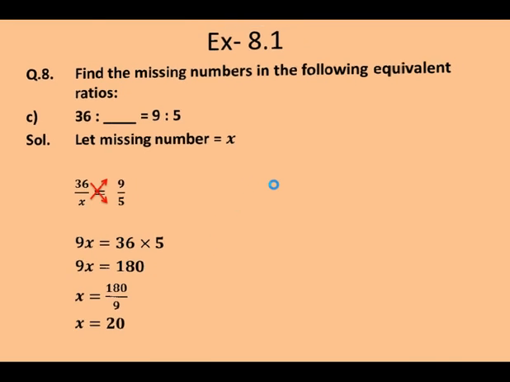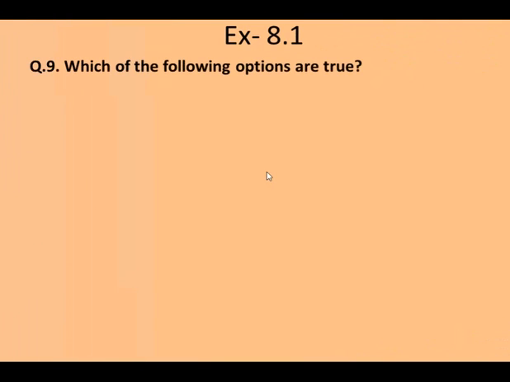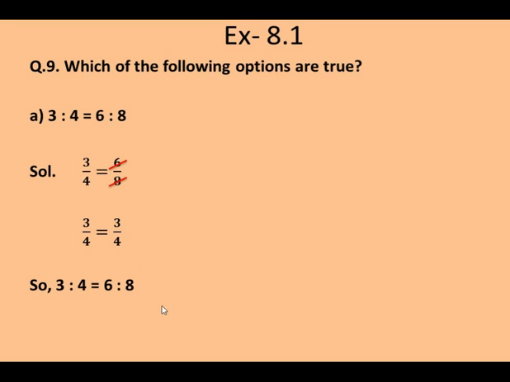Okay. Then what we are having, A part of question number 9. Which of the following options are true? So we have to compare the ratios if they are equal or not. So 3 upon 4 and 6 upon 8. Now simplify 6 upon 8. So what we get? We will be getting 3 upon 4. So 3 upon 4 equal to 3 upon 4. So it is true. Okay.